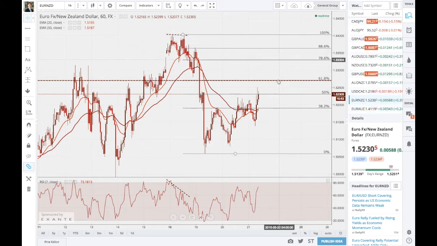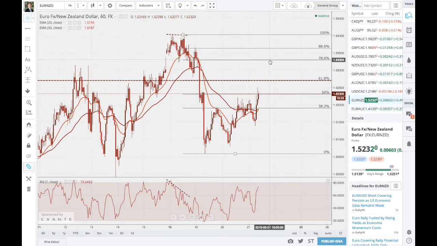So it's basically about 1:1 for your first target. But depending if you're more aggressive, you might want to put your stops slightly above this 0.786. So with that, your risk to reward ratio would then be better. So this is another pair that you want to look out for, the Euro New Zealand.